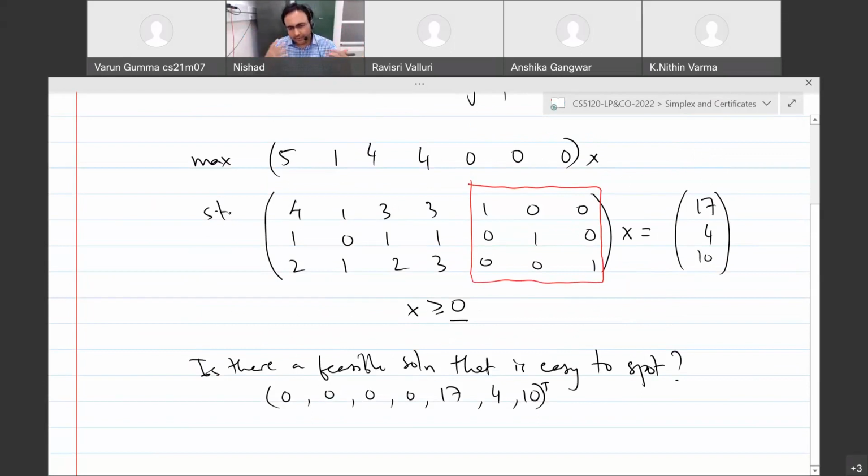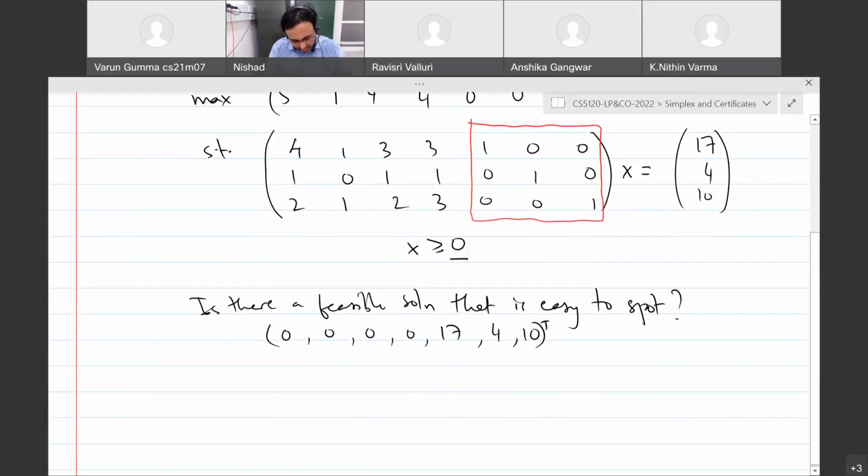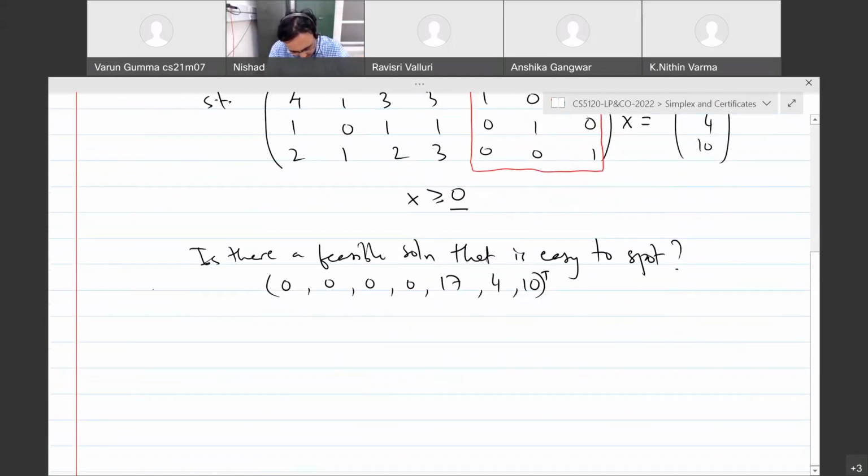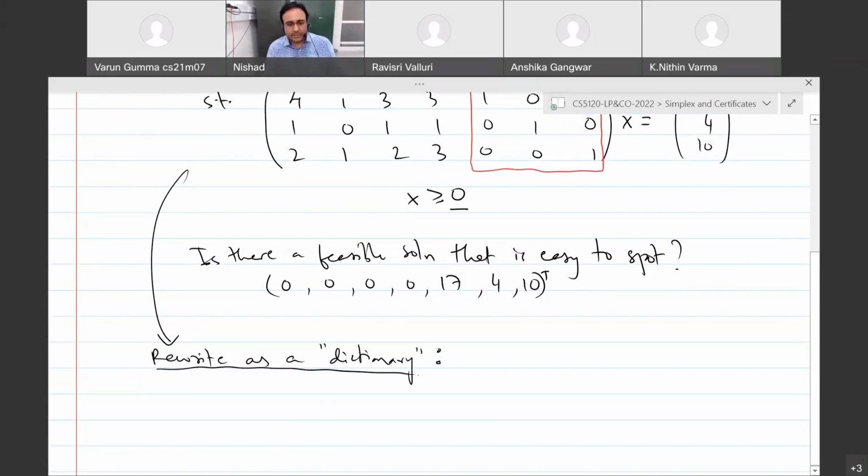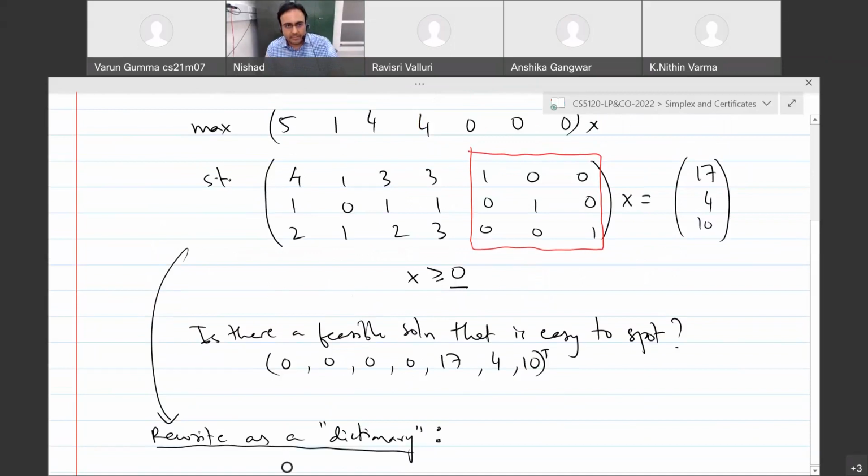This format is often called dictionaries in the literature. Okay, so I'm just going to call them dictionary format. So here is the idea. Rewrite as a dictionary, and we will look at the formal definition of dictionary later. Okay, I prefer to go through examples first before getting into formalisms.